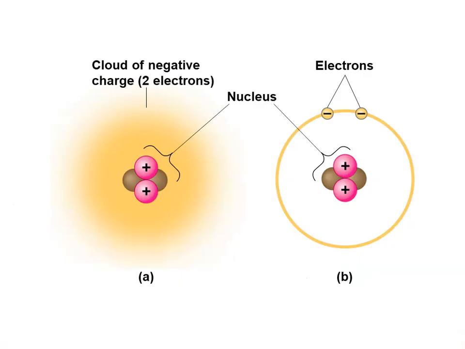So there's a picture of helium, because we've got the 2 protons and we've got the 2 neutrons, and then the electron cloud is dispersed outside the nucleus, and you see the 2 electrons present for helium.